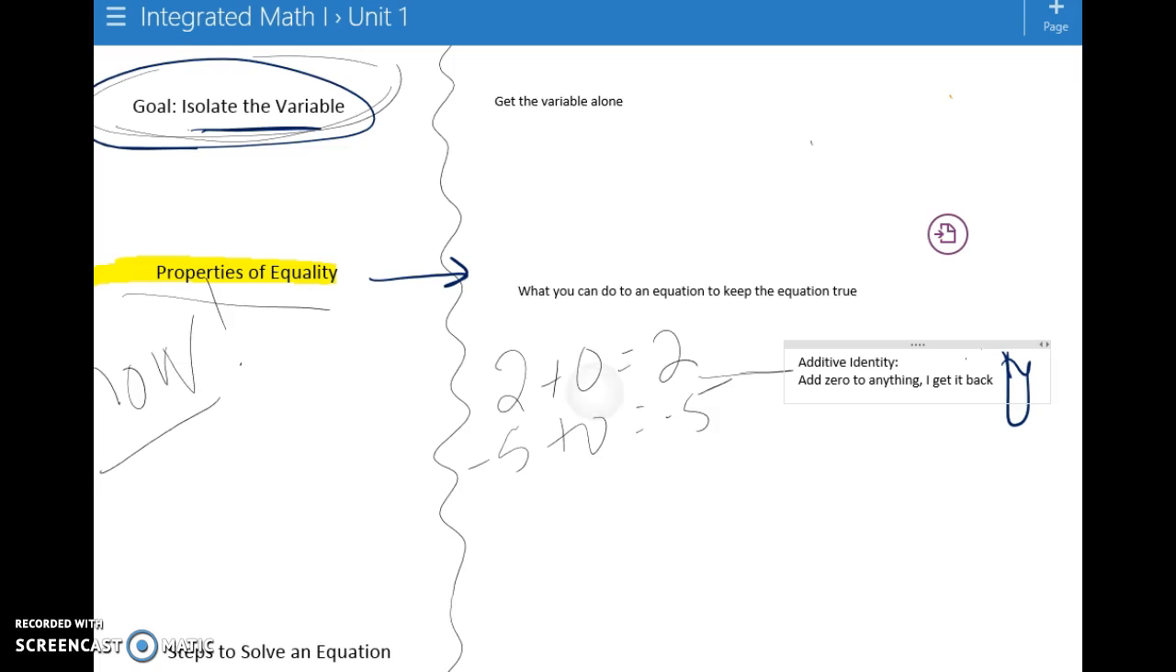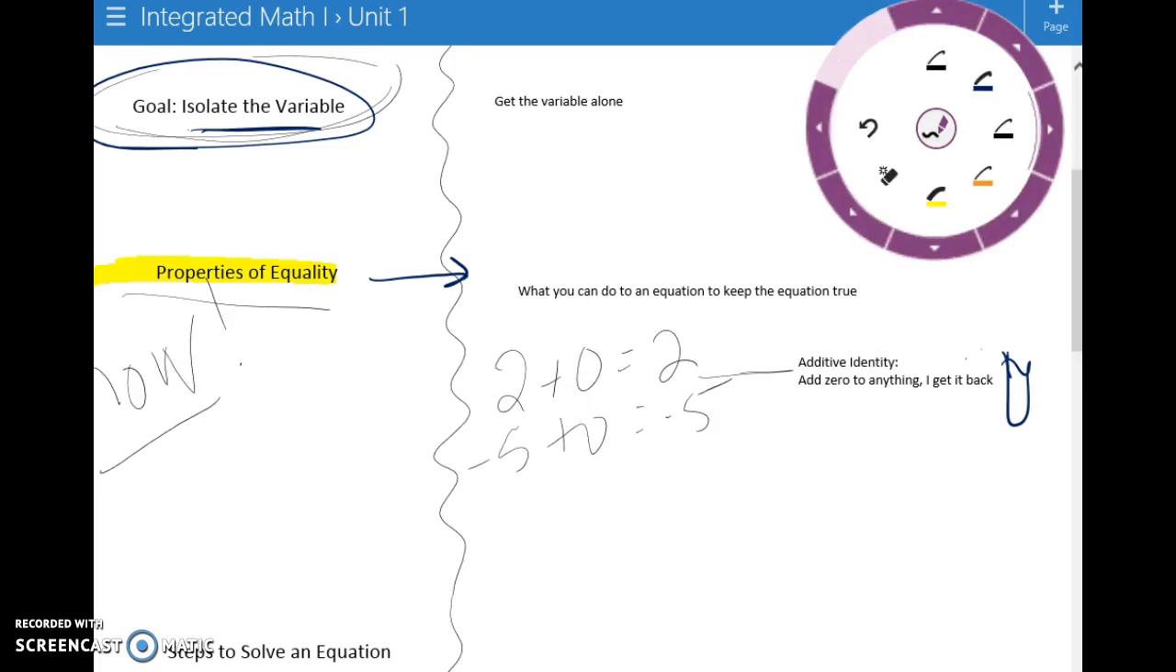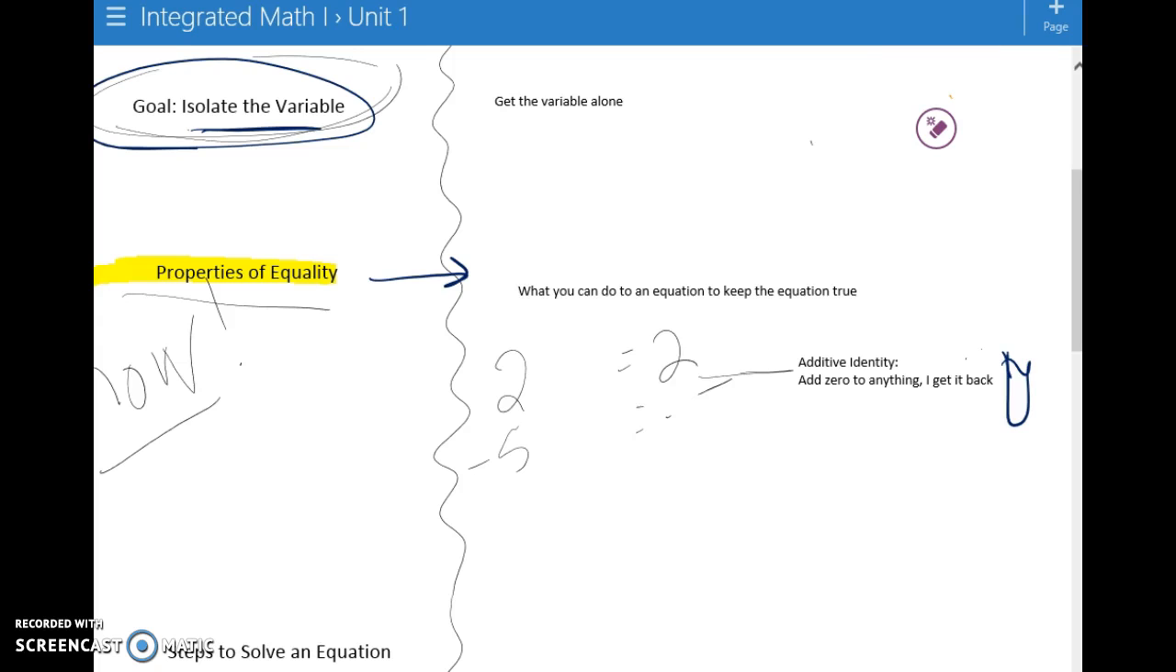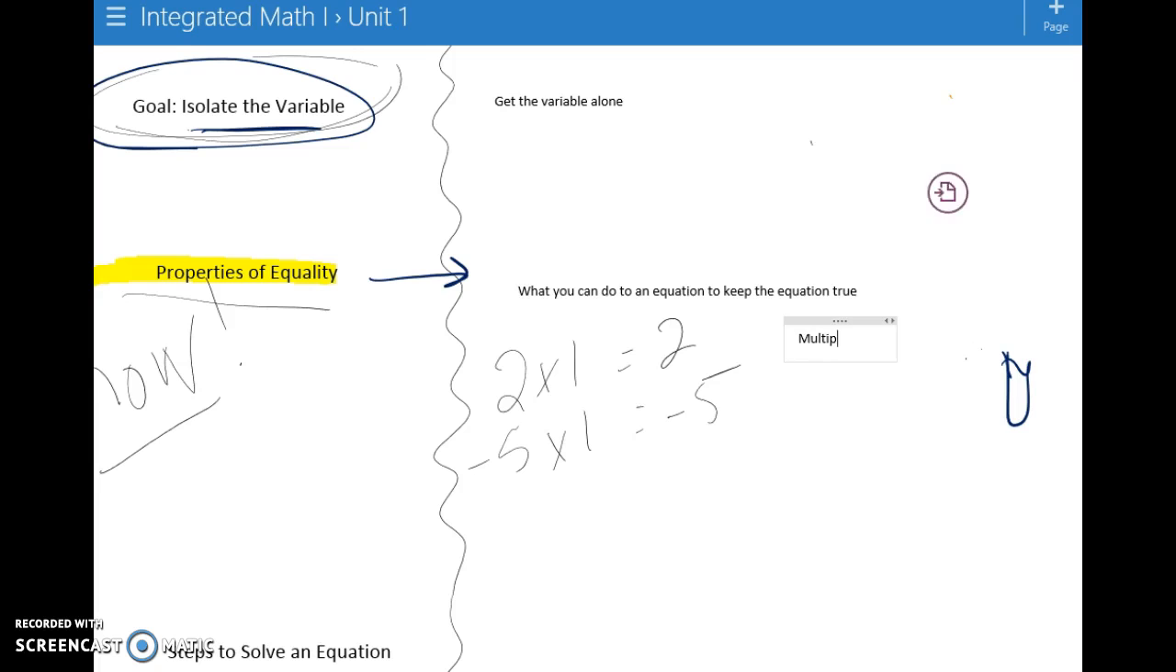What about 1? Why is 1 a special number? Because if I multiply anything by 1, I get that number back. So 2 times 1 is 2, negative 5 times 1 is negative 5. We call that the multiplicative identity. So 1 is special.